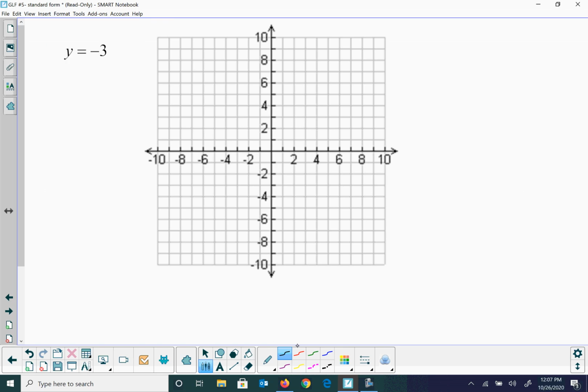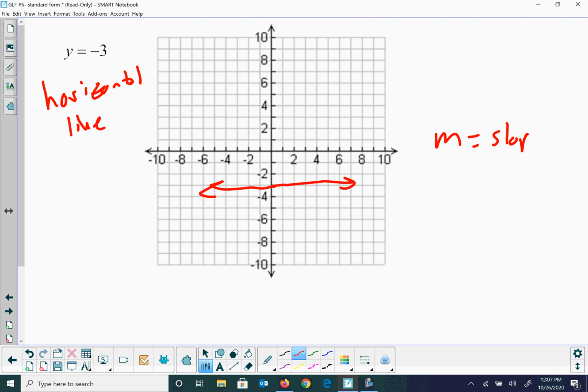Here's another special case, but this is y equals a number. So y equals a number is going to be a horizontal line. So at negative 3, we're going to have our dot, and here's our horizontal line. The slope of these is equal to 0. Horizontal lines have a 0 slope, and they do cross the y-axis. Where this would cross the y-axis would be at 0, negative 3.